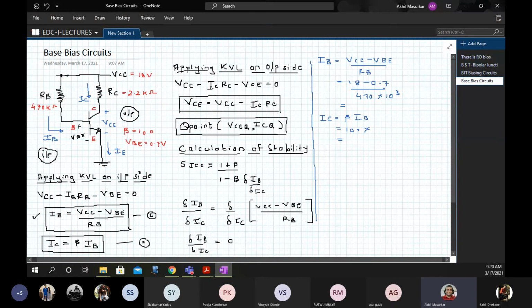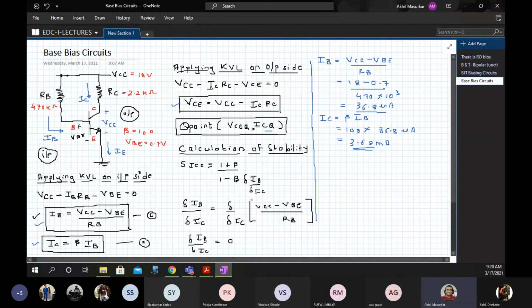Perfect. That is 36.8 microamperes. And when you multiply this by 100, you will get 3.68 milliamperes. Now, we have calculated IB and we have calculated IC. IC being calculated means one value in the Q point is calculated.